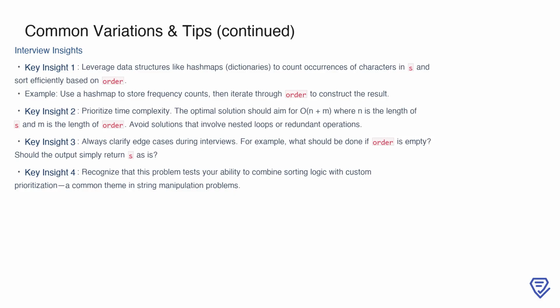Additionally, prioritize time complexity. Your goal should be to achieve O(n + m), where n is the length of S and m is the length of order. Avoid solutions that rely on nested loops or redundant operations. It's also important to clarify edge cases during an interview. For instance, if order is empty, should the output simply return S as is? Finally, recognize the conceptual goal of the problem. It evaluates your ability to combine sorting logic with custom prioritization, which is a common theme in string manipulation tasks.